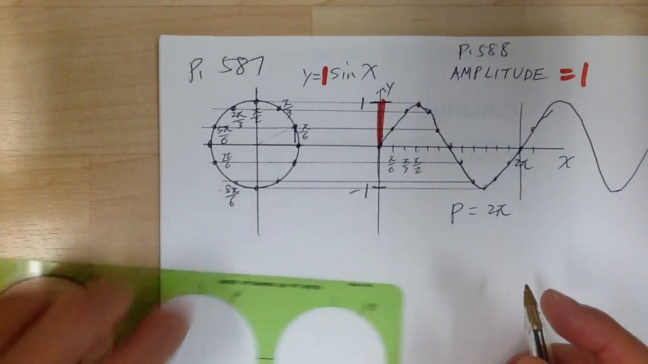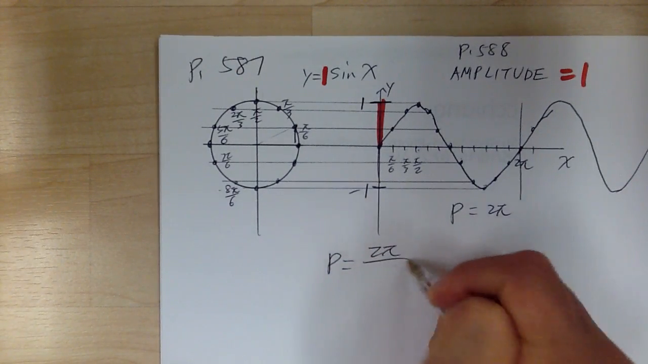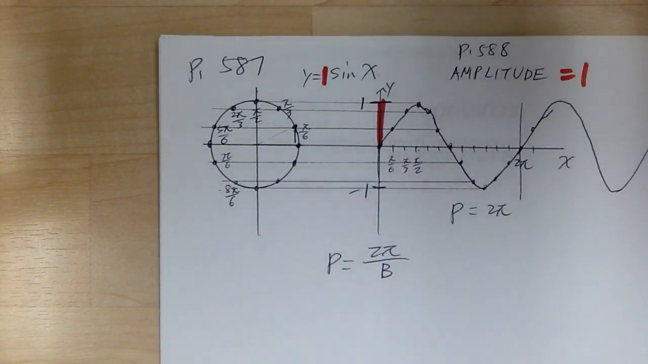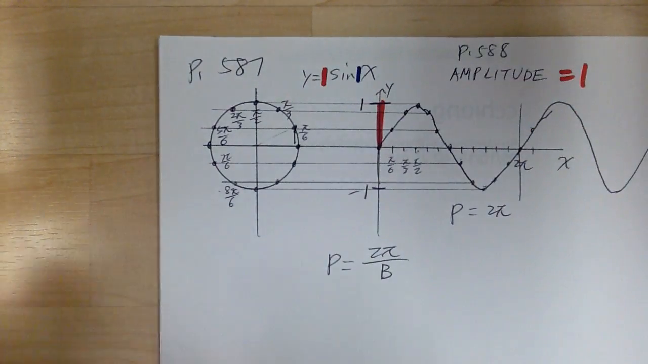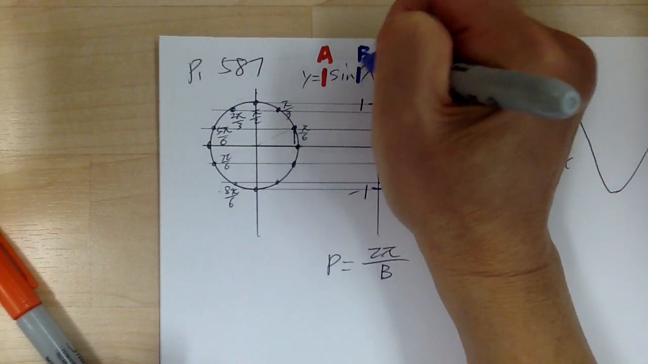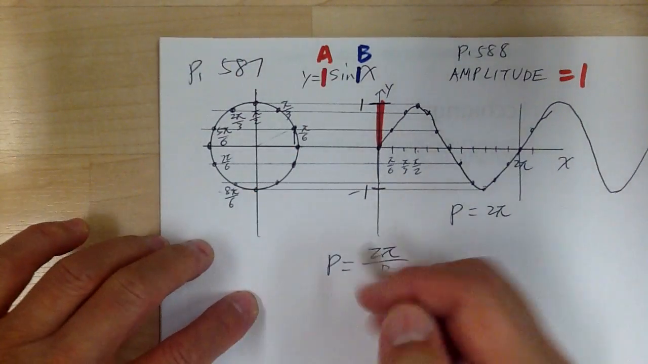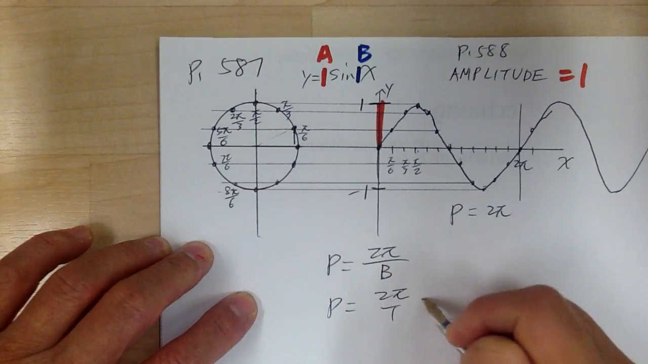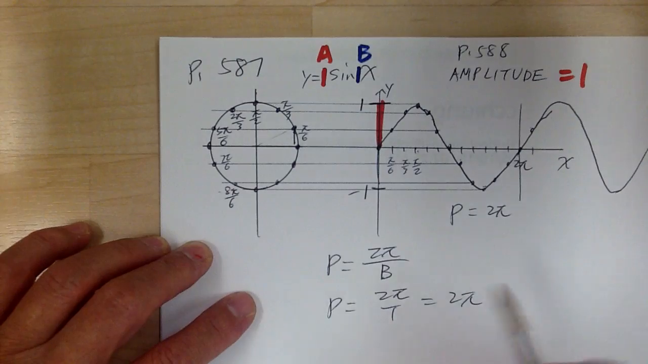Next thing you need to do is know about the period. The period is equal to 2 pi over b. And this is your b number right over here. So that's your A, and this is your B. In this case, your B is equal to 1. So the period is equal to 2 pi over 1, which is 2 pi. See that? So when you're doing the graphing, first you have to get those two things.